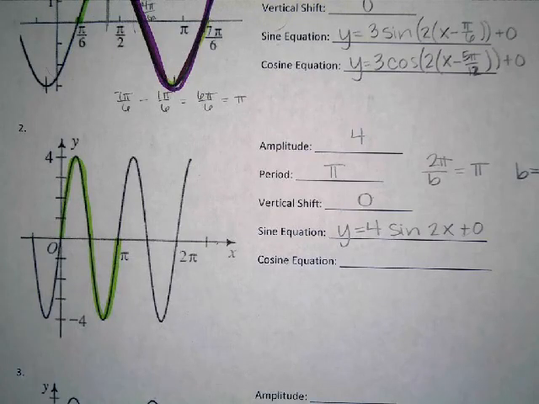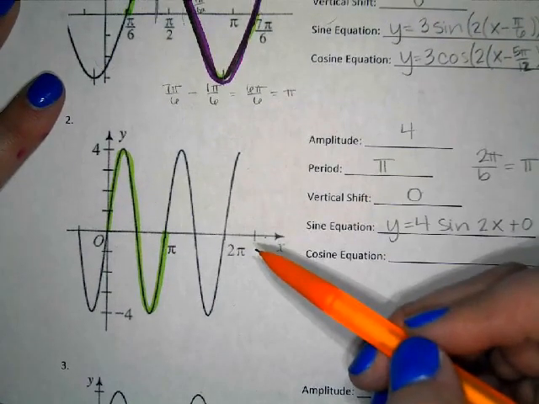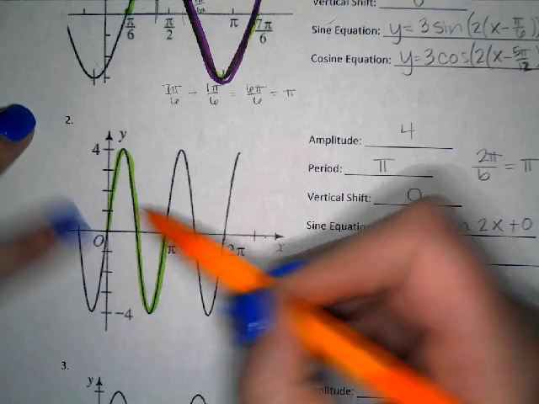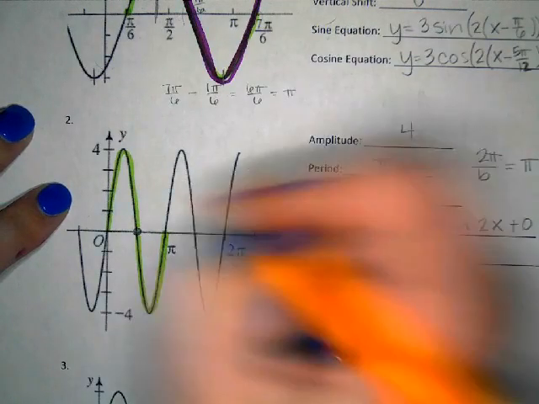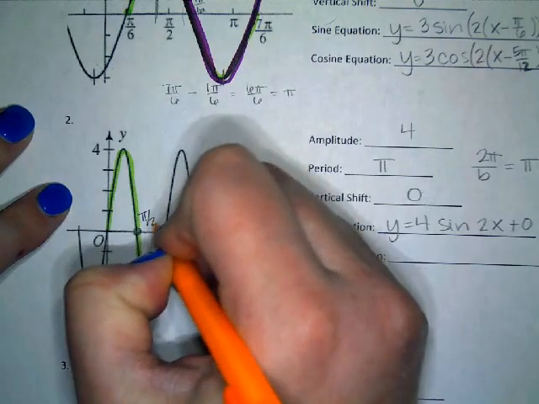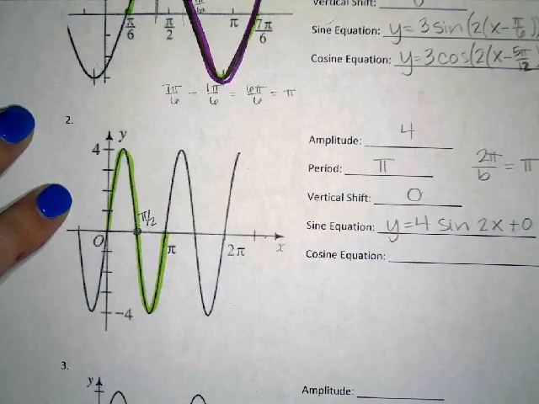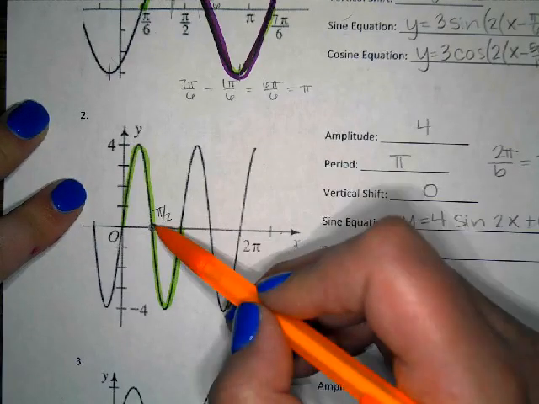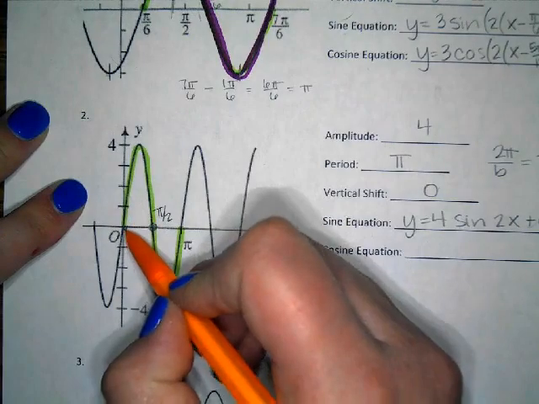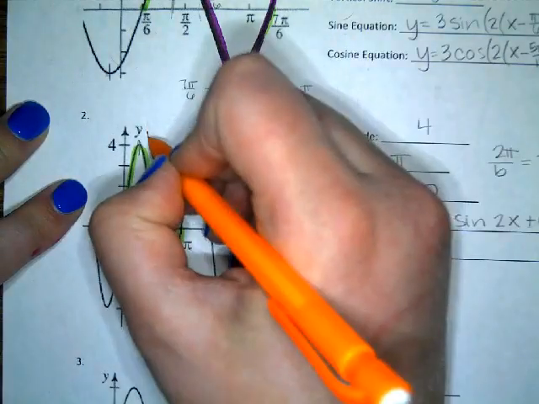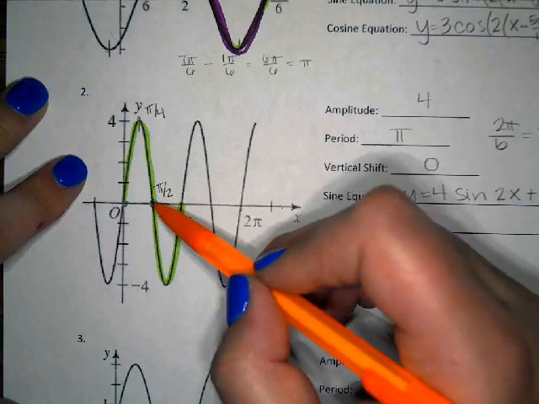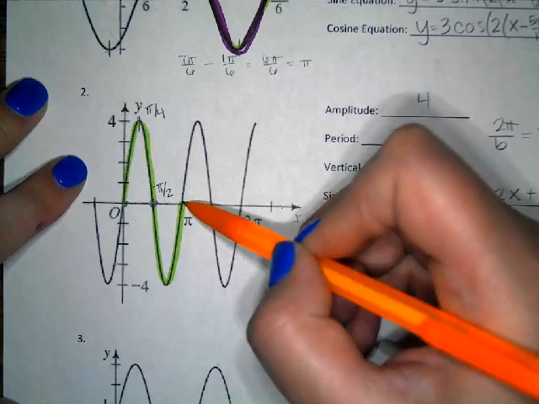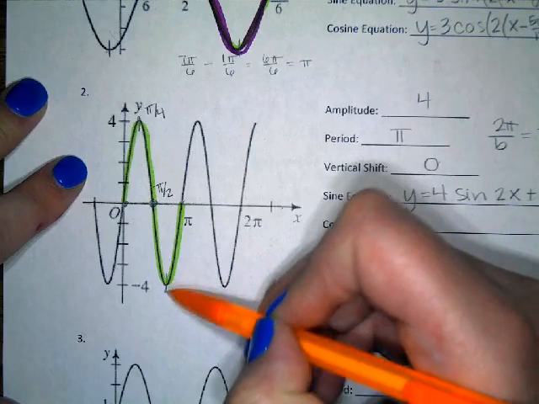Okay, so if this is pi and this is 0, what's right in the middle? Pi/2. If this is pi/2 and this is 0, then this would be pi/4. If this is pi/2 and this is pi, what is this? 3 pi/4.